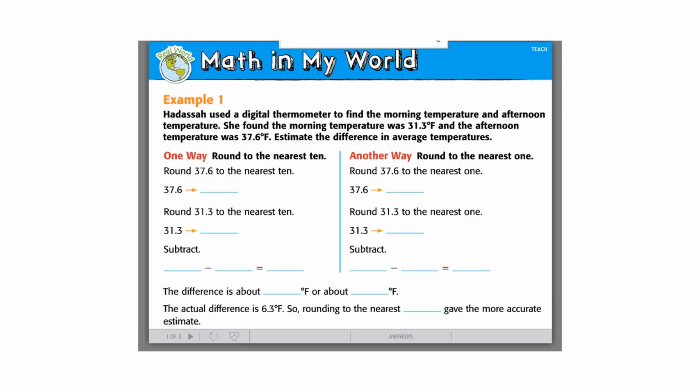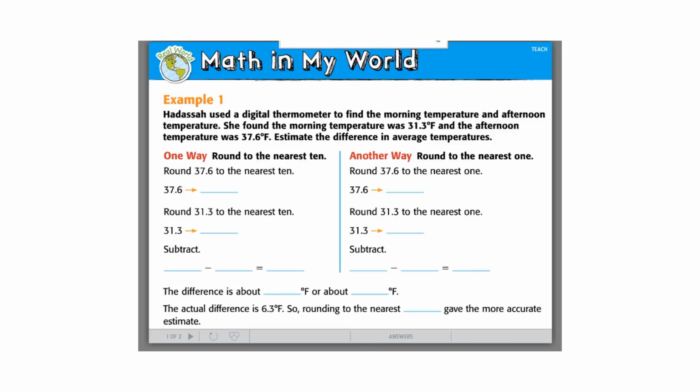So Hasada used a digital thermometer to find the morning temperature and afternoon temperature. She found the morning temperature was 31 and 3/10 degrees Fahrenheit, and the afternoon was 37 and 6/10 degrees Fahrenheit. Estimate the difference in average temperatures. Notice that for this question, they didn't tell us if they wanted the 10s or the 1s. So they're giving you two chances to do that, just like what I did in that last example.